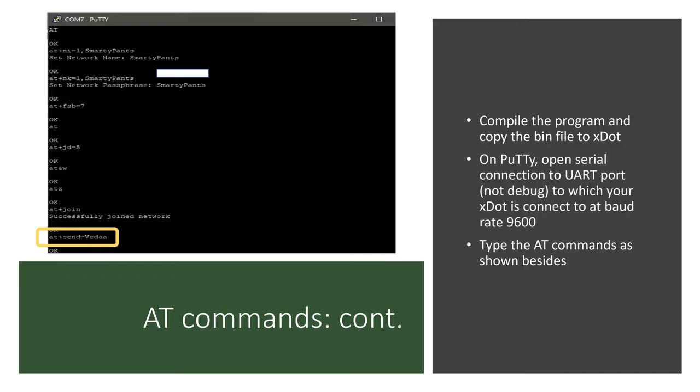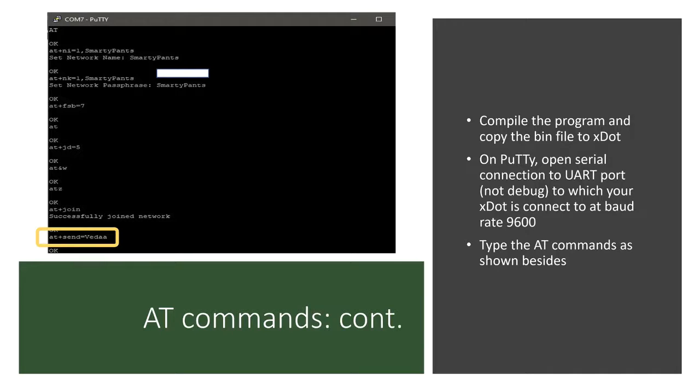We downloaded the PuTTY application to interact with the xDot. We went to the control panel, then the device manager, and under ports we checked what ports were assigned to the xDot. We found that COM5 was our UART port, and COM6 was our debug port.